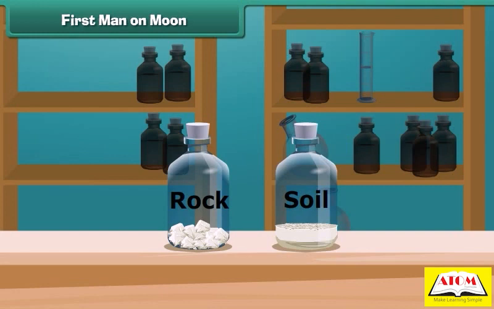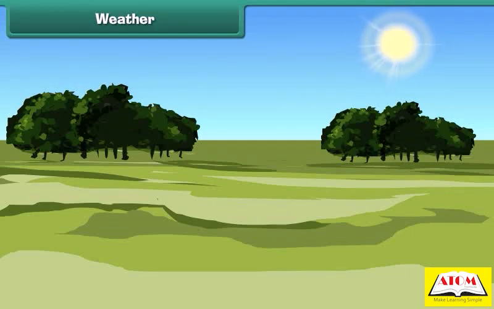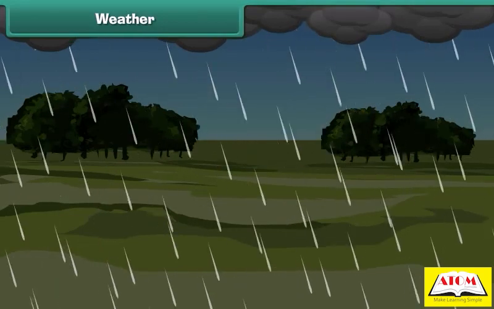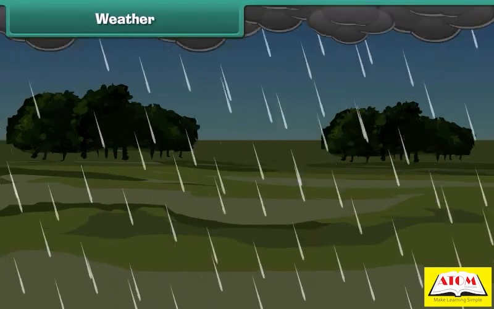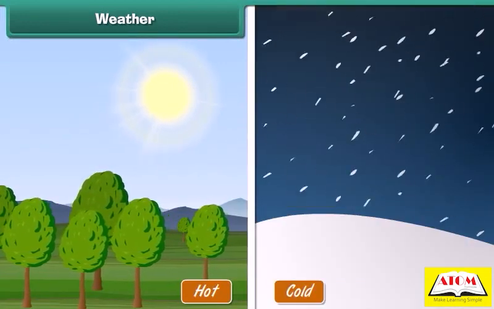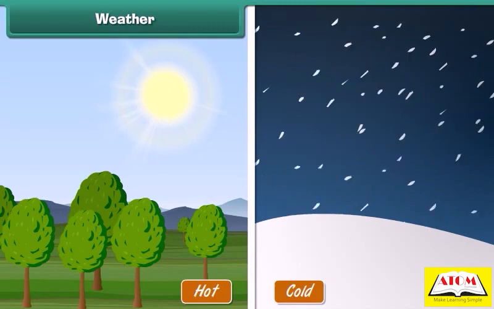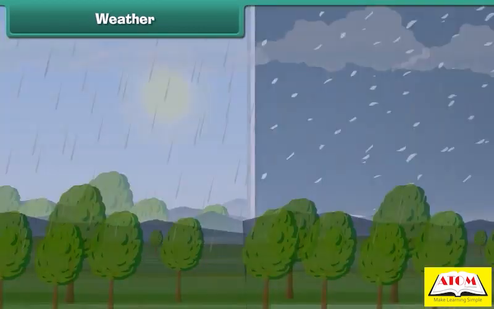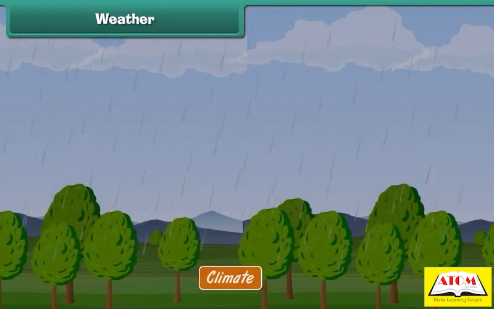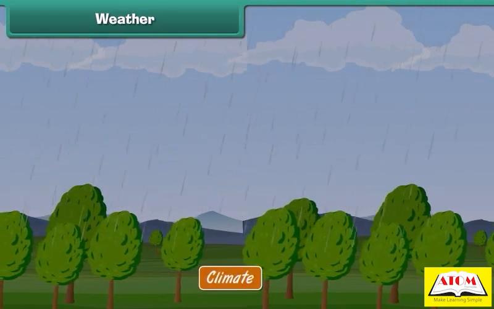Weather. The general condition of the atmosphere of an area at a particular time is called weather. In some areas, weather remains hot over a long period of time, while at other places it is cold for a long stretch of time. Average weather of an area over a long period of time is called the climate of the area.